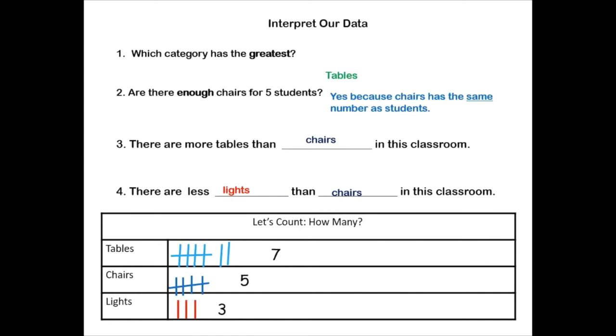So there are different categories that we can put in the lines. Instead of lights here, we could have put that there are less chairs than tables. But we couldn't have put there are less chairs than lights, because lights is the least. Great job, Agent. Let's continue on to our practice set.